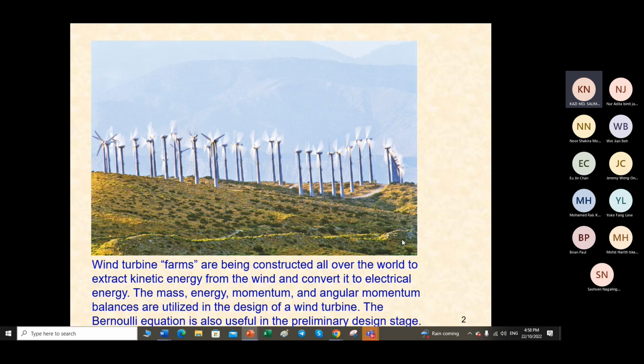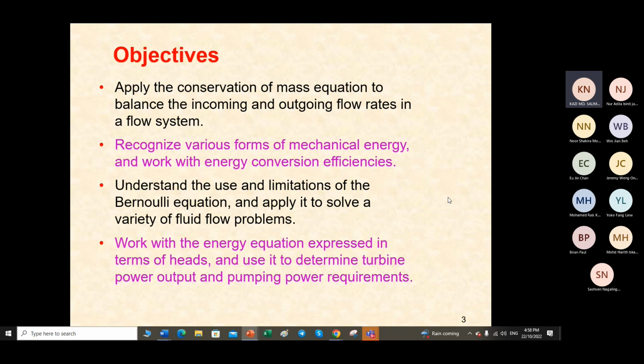So here the Bernoulli's equation is also useful in the preliminary design stage. So transformation of one energy to another form, and the application of the energy equation and concept of energy equation, Bernoulli's equation, of these things. We long time ago did these things there. So just to be recollected so that we can remember it and we can use it in evaluation or calculation.